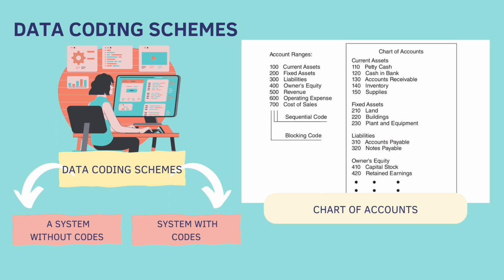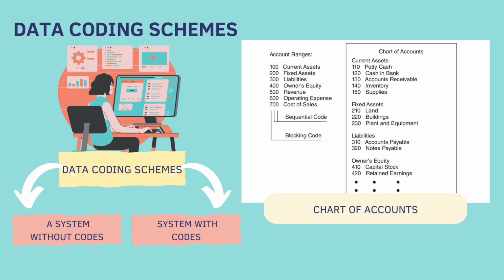This saves time and reduces the chance of errors because you're not manually inputting all the details every time someone makes a purchase. So, having codes makes the whole process of keeping track of transaction much more efficient and accurate, especially when dealing with large volumes of transaction where many items are similar.